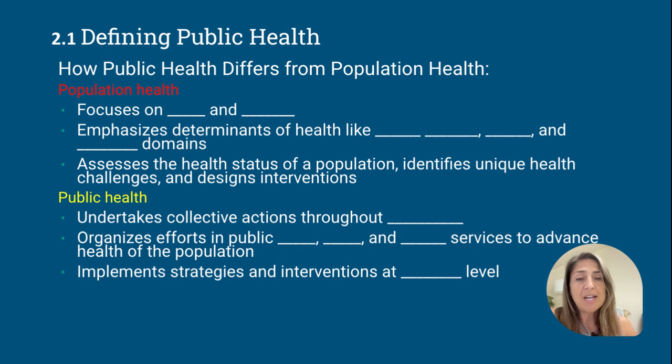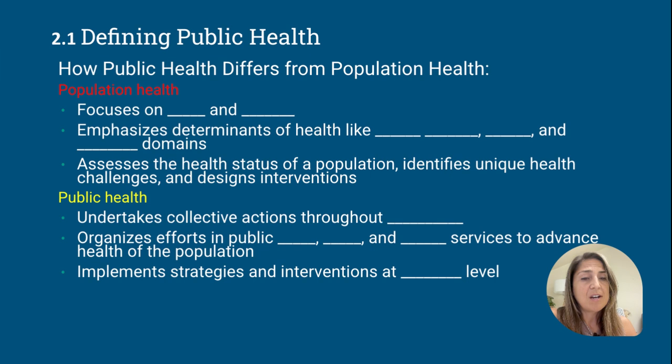We're now going to look at the difference between population health and public health. Population health focuses on actions and initiatives of a healthcare system. It emphasizes determinants of health like environment, social, economic, and educational domains, assesses the health status of a population, identifies unique health challenges, and designs interventions.